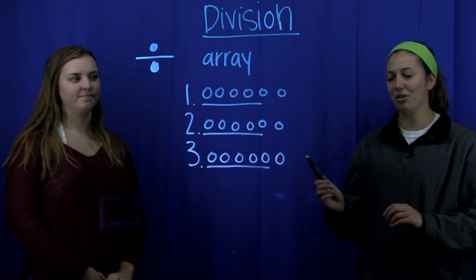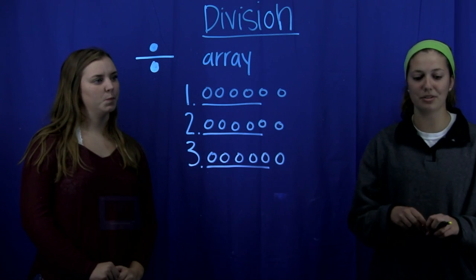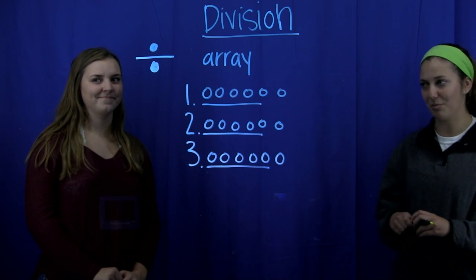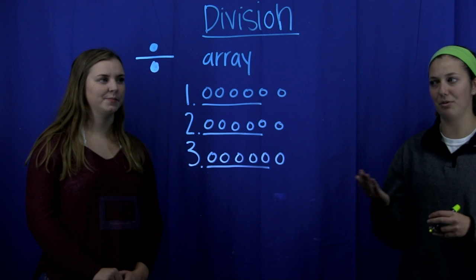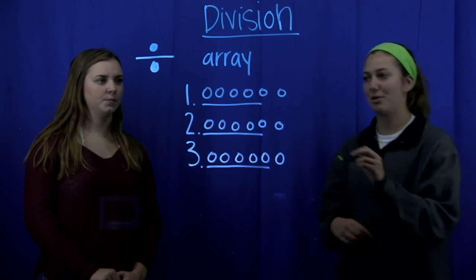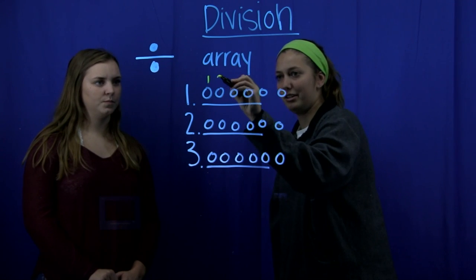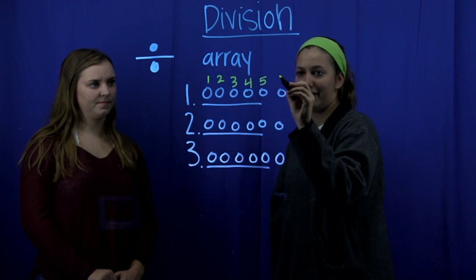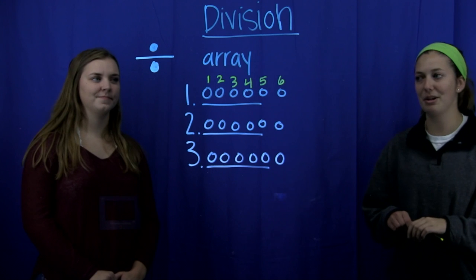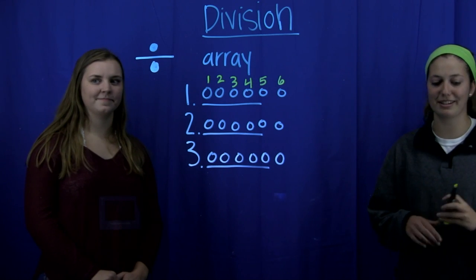So now that all the gumballs are distributed among the 3 groups, it's really easy to solve our division problem using these arrays. All you have to do is take one of the groups and count the number of gumballs in each. So in the first group, we have 1, 2, 3, 4, 5, 6 gumballs. So we know that in all 3 groups there are 6 gumballs.